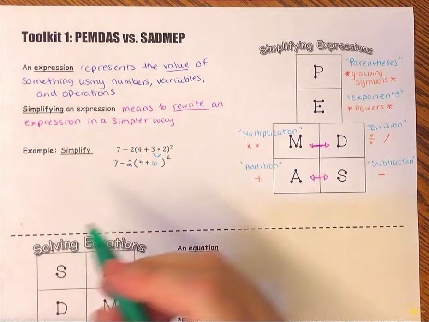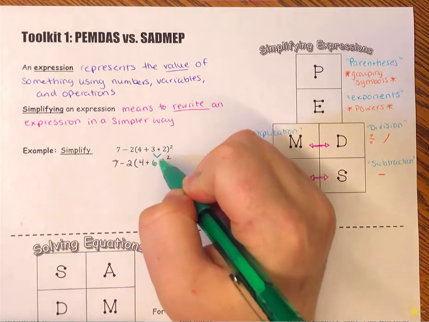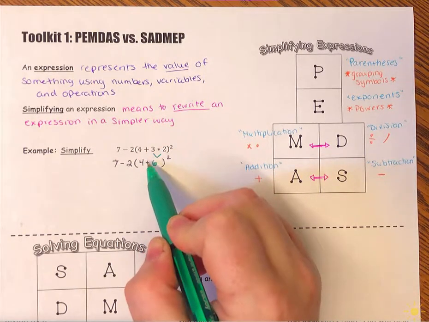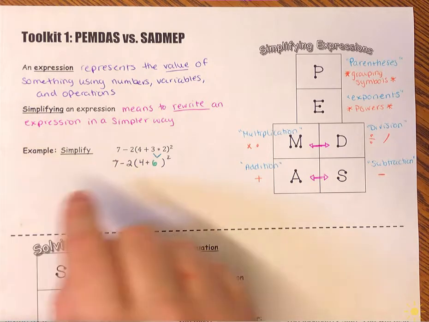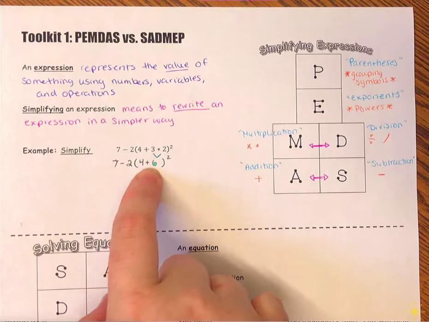So 3 times 2 is 6. So we now have a smaller amount of numbers in here. Instead of us saying 3 times 2, 4 plus 3 times 2, now we have 4 plus 6. So we're still inside the parentheses because we have things inside of the parentheses.